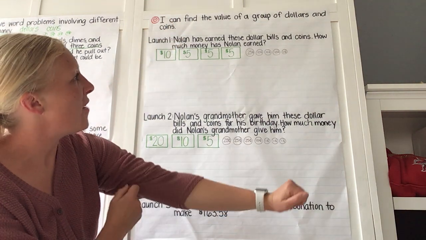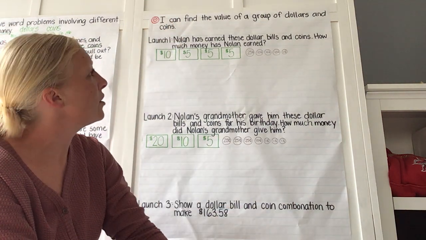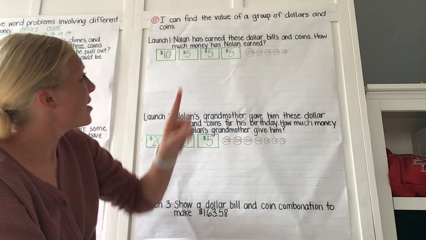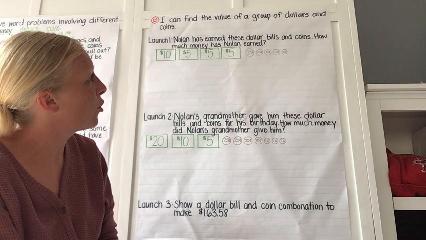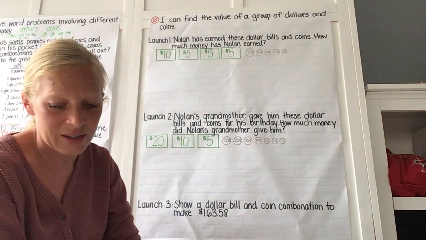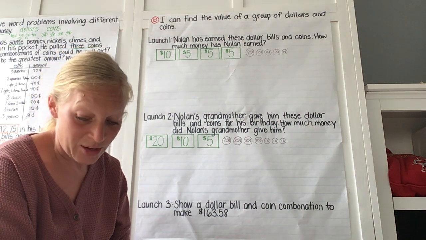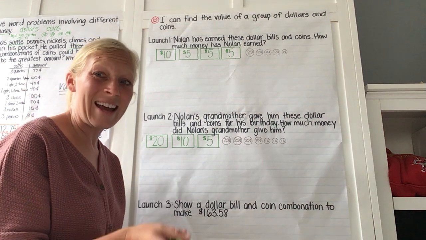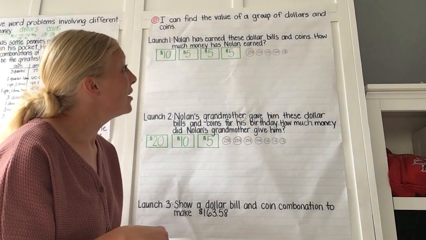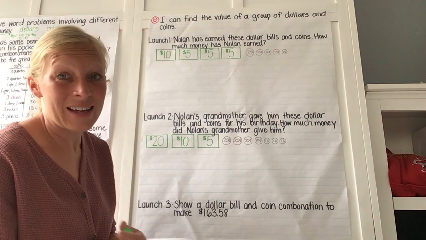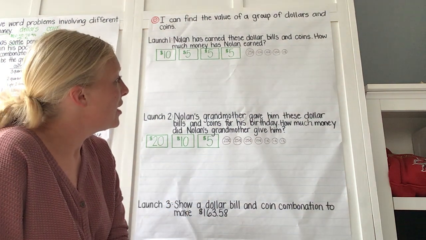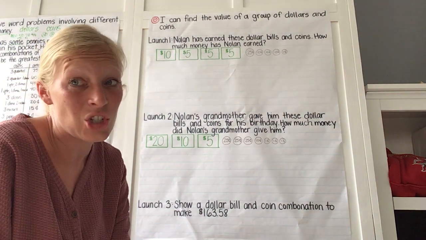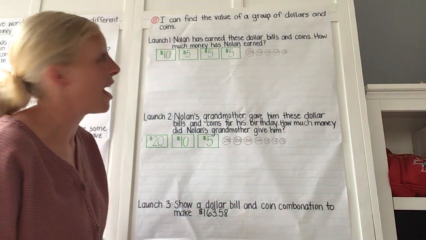I can find the value of a group of dollars and coins. Ooh, let's go back to that again. I can find the value of a group of dollars and coins. Yesterday we did a little diving and we used value, didn't we? Yesterday though, we had to find the value, and we had to make the coin combinations, right? Today we have it given to us and we've just got to figure out how much is it worth and show how we count that.